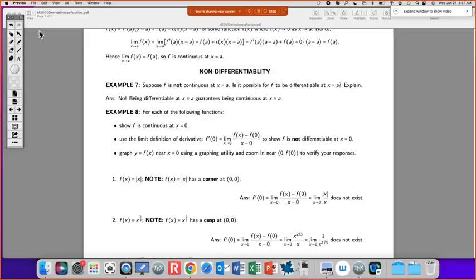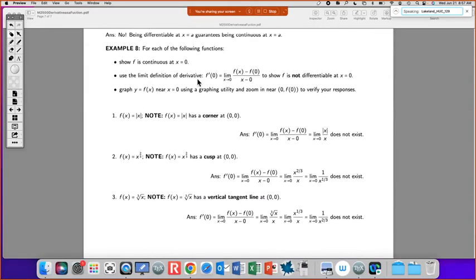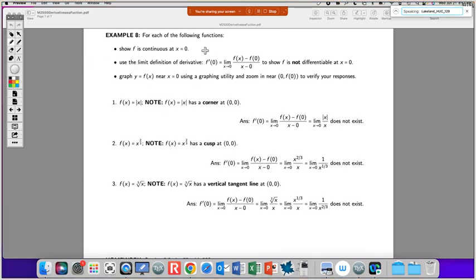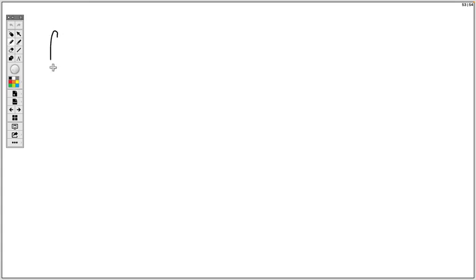So let's look at what goes wrong analytically with some of these things. So for each of the following functions, show that f is continuous at 0. Use the limit definition, and once again, here's an example. I tell you what definition to look at to show that we're not differentiable, and then graph to see what's going on. Okay? So let's look at the absolute value function.